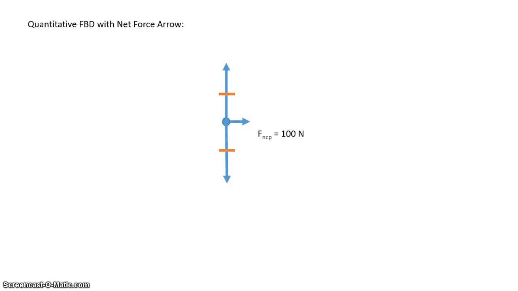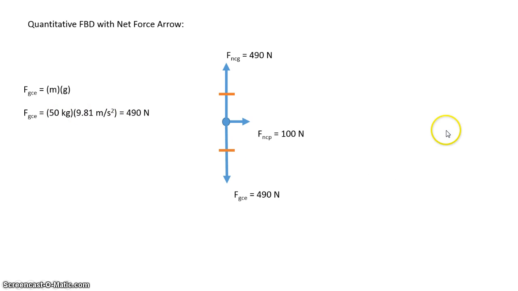Let's label these real quick. That's 100 newtons. We set the applied force from the person. And then here is the gravitational force and the normal force. How did I get 490? Let's review that. We'll use the Fg is equal to m times g equation from first semester. So the gravitational force that the crate feels from the earth is equal to the mass of the crate times 9.81, and that's how I got 490 newtons.